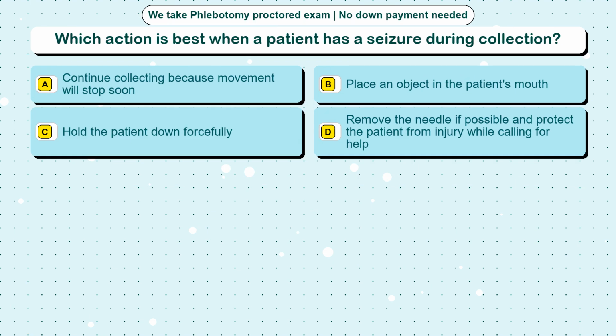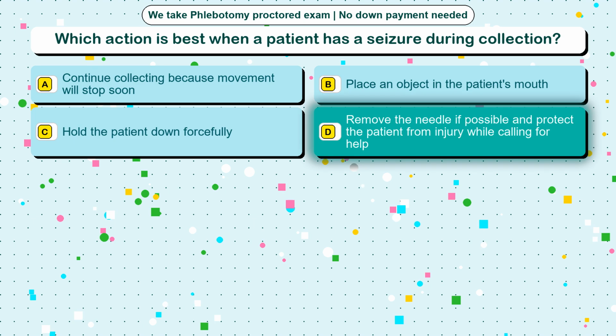Question 5. Which action is best when a patient has a seizure during collection? Option A. Continue collecting because movement will stop soon. Option B. Place an object in the patient's mouth. Option C. Hold the patient down forcefully. Option D. Remove the needle if possible and protect the patient from injury while calling for help.